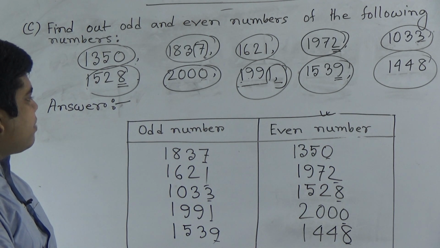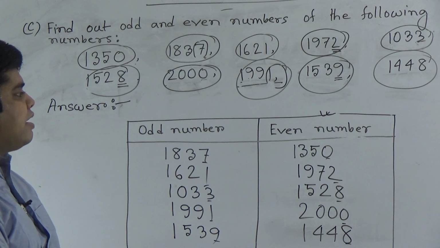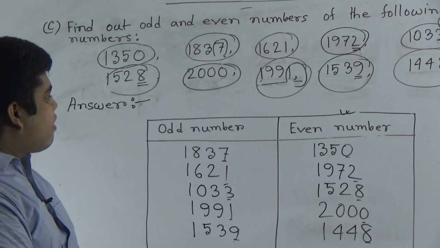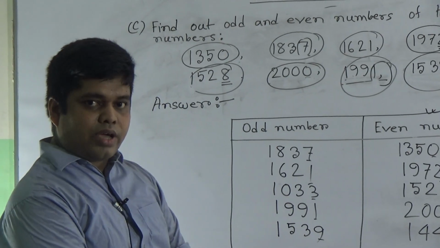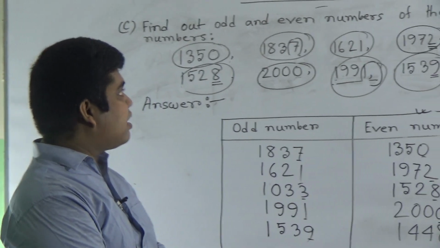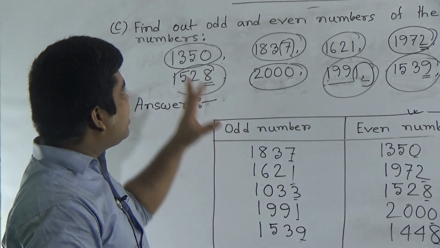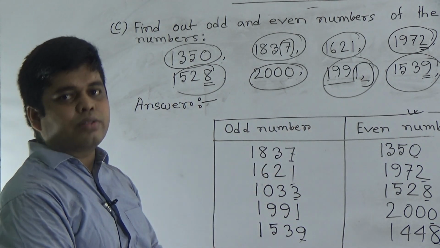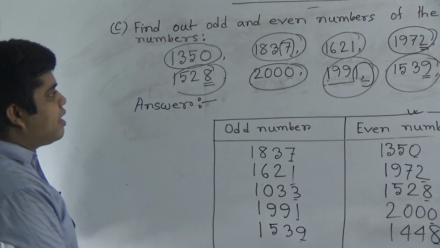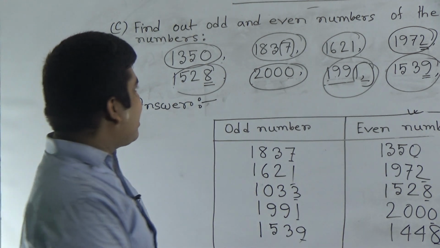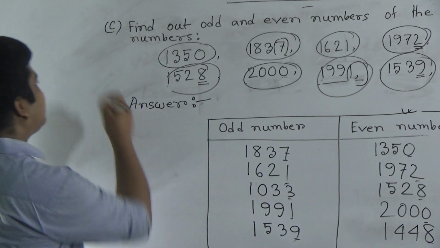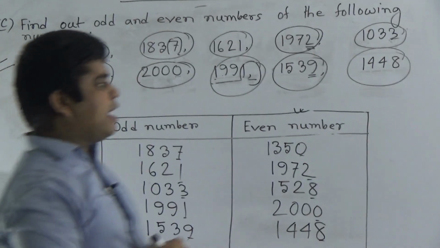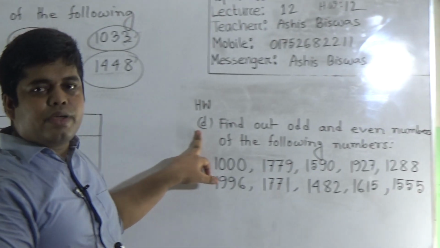That means if you want to find out even numbers first, then you can, or if you want to find odd numbers first, then you can. But if you also want, you can find out odd and even numbers at a glance, then you can also. So my dear students, this is your choice, and this is your CW. Okay, my dear students, and next number D will be your SW.